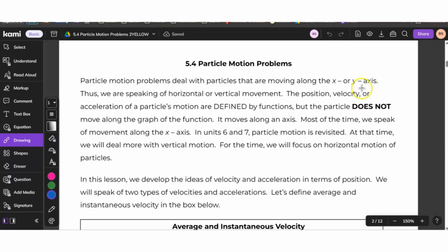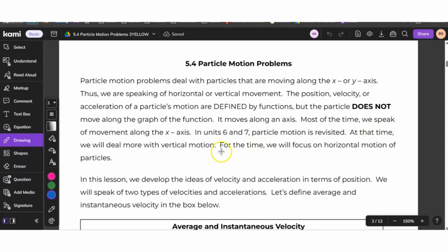So, even though we're going to have position, velocity, or acceleration of the particle defined by functions, the particle is not moving along the function. I'm making a point of this because somebody's still going to do it even though I've made a point of this. Huh? You can read, man. But thank you.